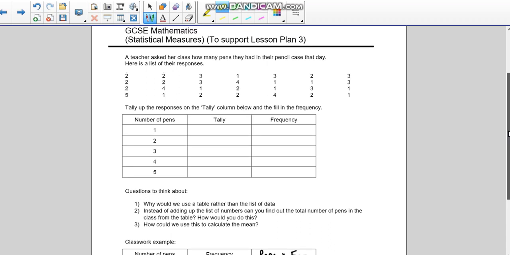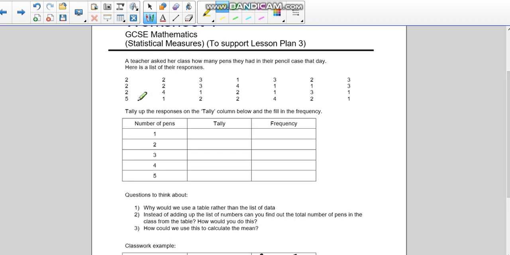So to start with, we have got a set of data here. It says a teacher asked her class how many pens they had in their pencil case that day. And here is a list of their responses. So, lots and lots of data there. When we've got lots of data like this, it can get quite confusing and difficult to understand. So it's good to store that data in a table and get it ordered so it's easy to read and use.